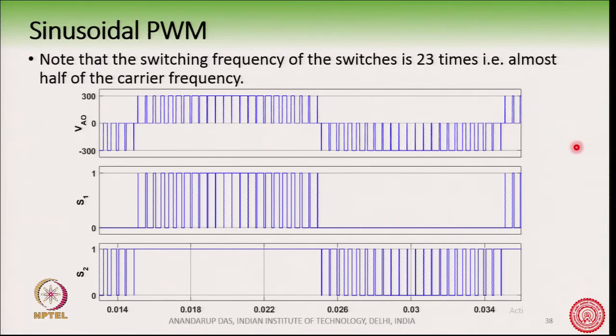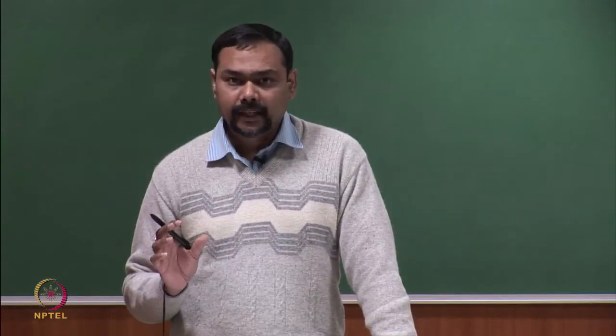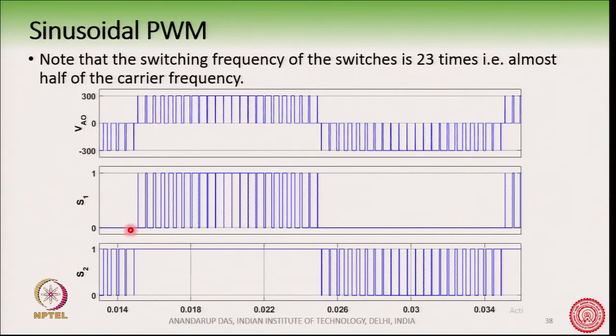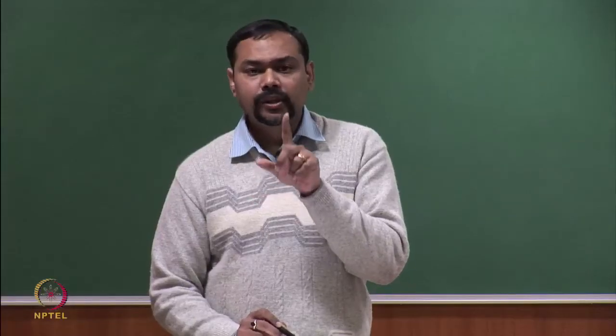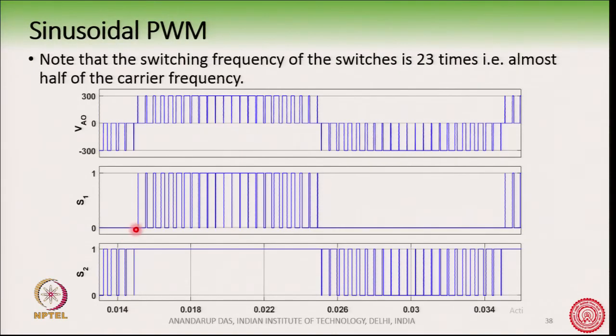So, within this cycle, as we have said, there are 45 carriers. So, let us see how many times S1 is switching. So, we can count it. So, when do we say that there is one switching? When it goes from 0 to 1 and comes back to 0. So, from 0 to another 0 is one switching, fine. So, we can count from there. We can start from here: 1, 2, 3, 4, 5, 6, 7, 8, 9, 10, 11, 12, 13, 14, 15, 16, 17, 18, 19, 20, 21, 22, 23.